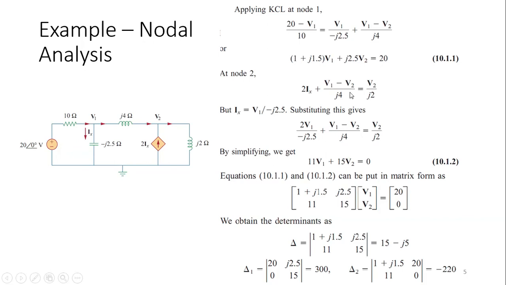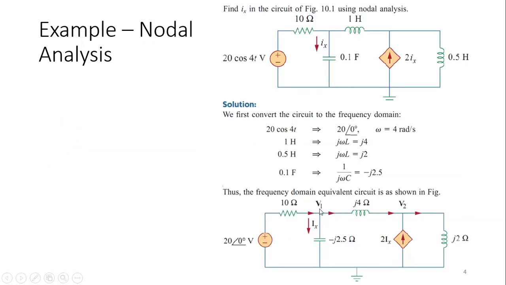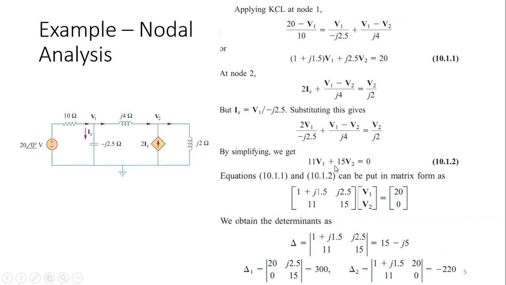So applying KCL, we have this node 1 and this node 2 here. At node 1 we apply KCL, and current entering the node should be equal to current leaving the node, or the sum of all the currents at a node is equal to 0. So in this way, when we put all the values like before, what we get is this equation: 11V1 plus 15V2 is equal to 0.